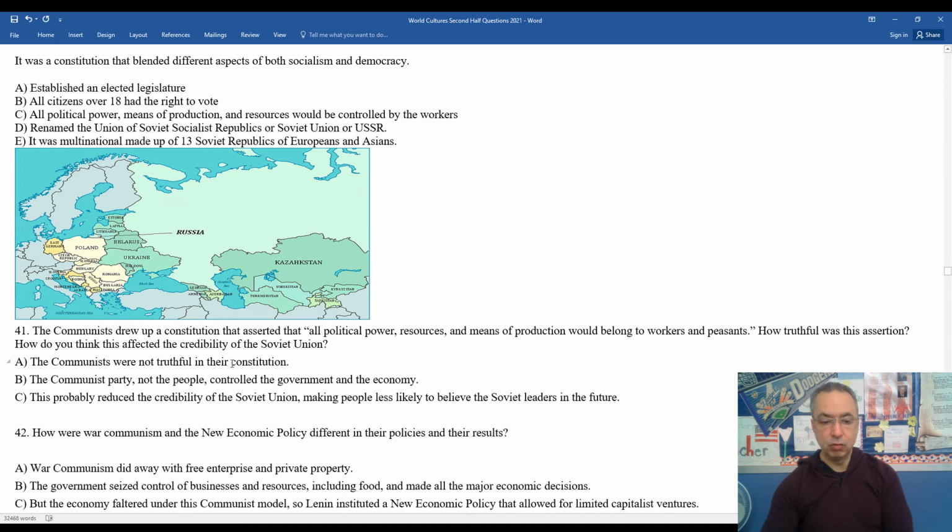The communists were not truthful in their constitution. The Communist Party and not the people controlled the government and the economy into the 1990s. This probably reduced the credibility of the Soviet Union, making people less likely to support the Soviet leaders in the future.